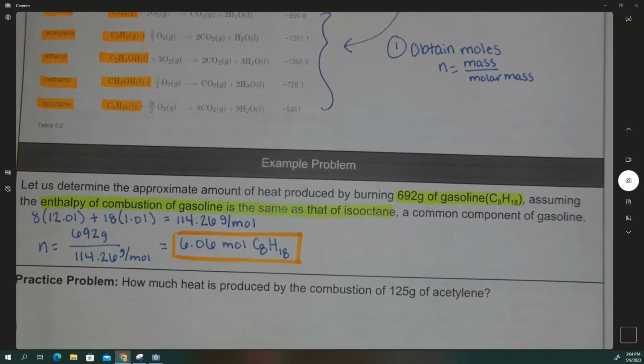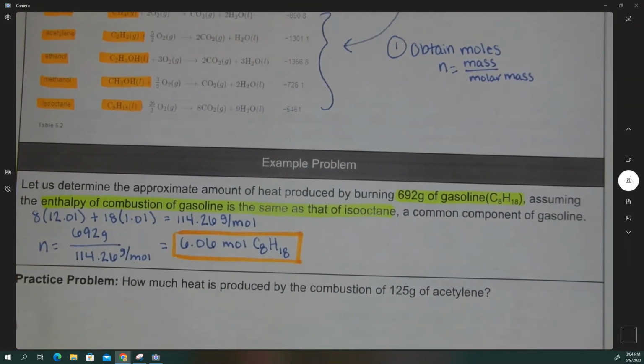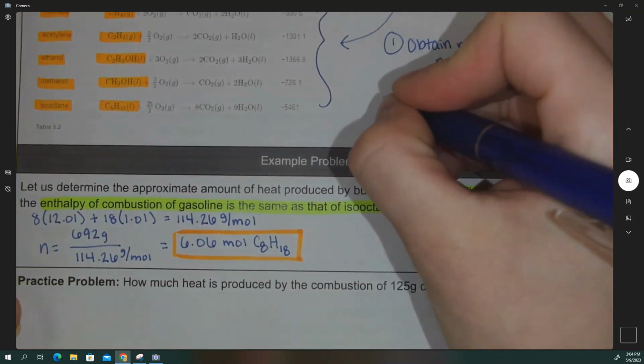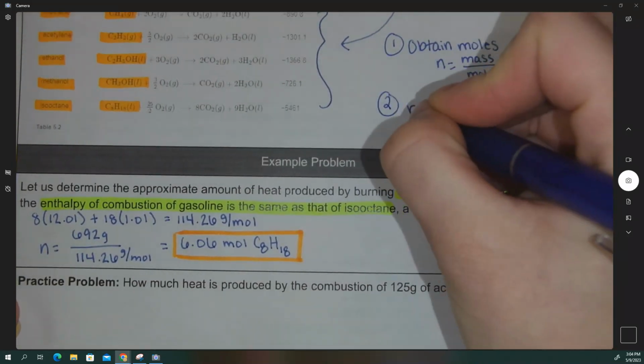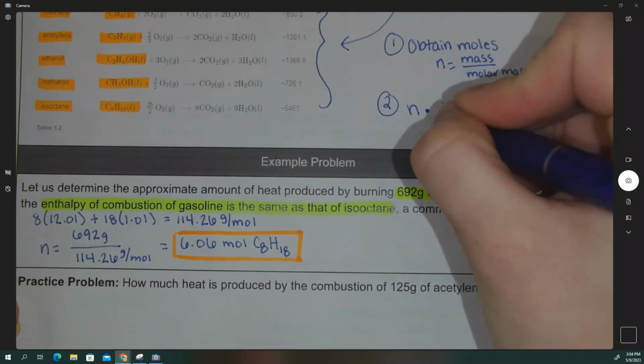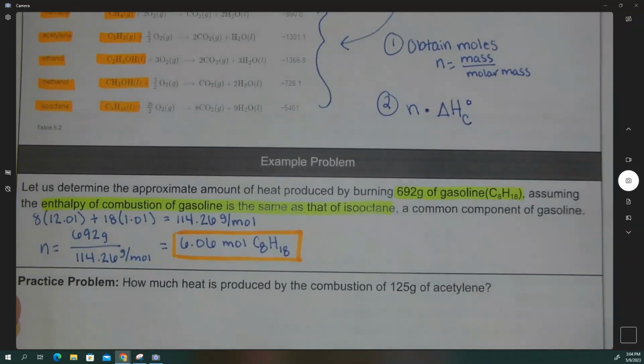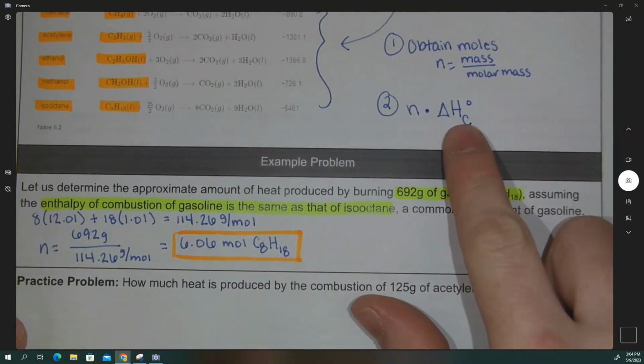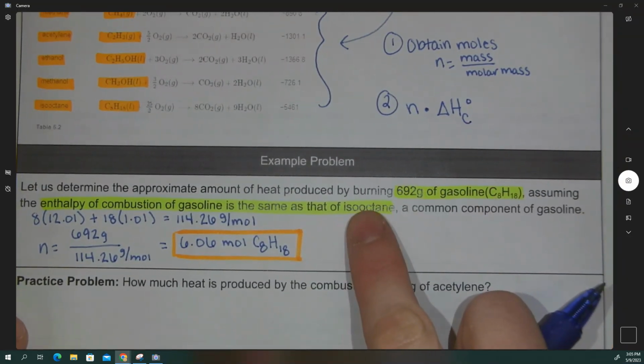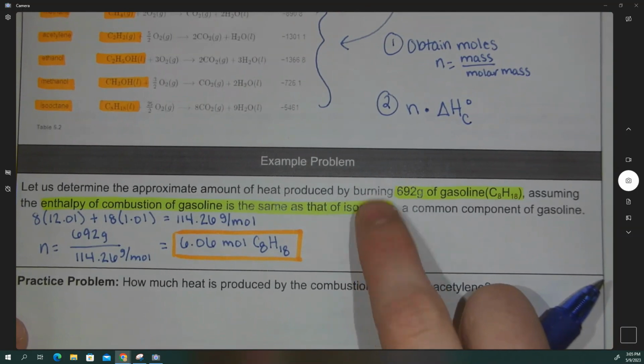Now what we want to do is take our moles and multiply our moles times our enthalpy of combustion, which is delta HC. Now it told us that we're going to be using the enthalpy of combustion from isooctane.